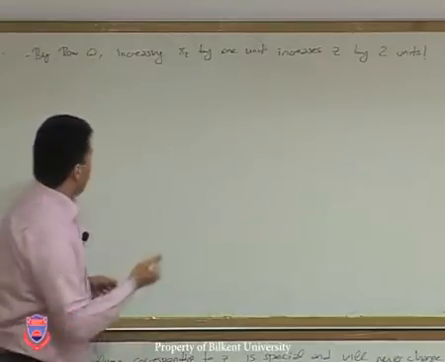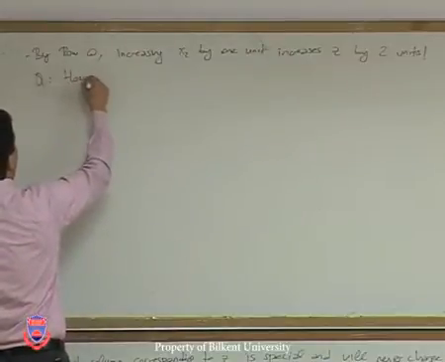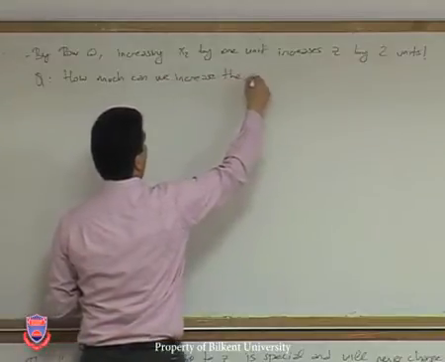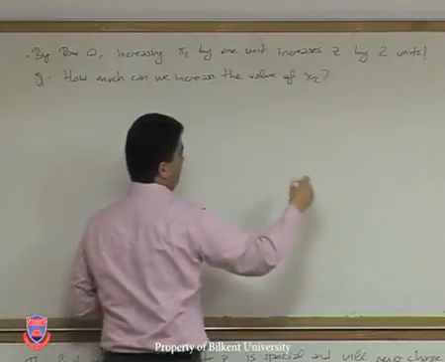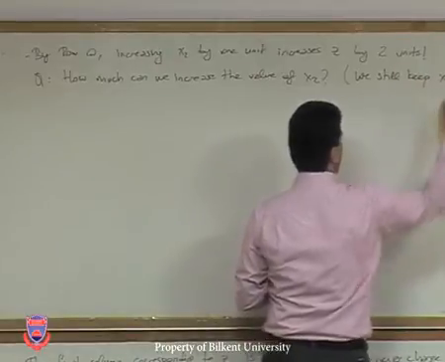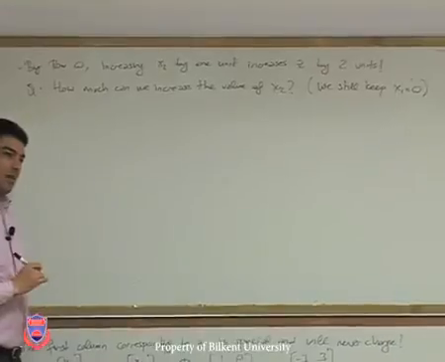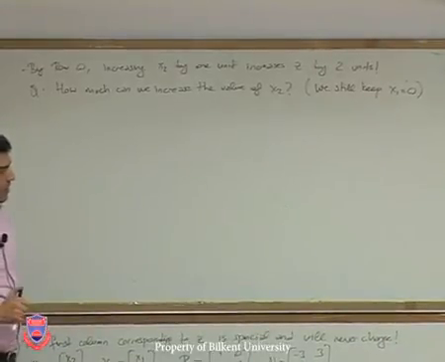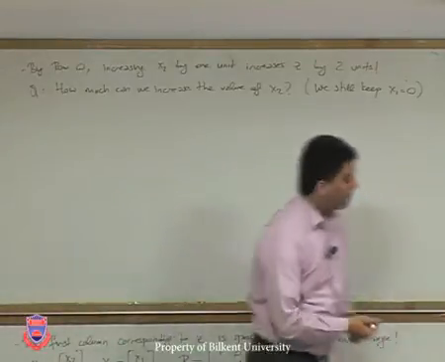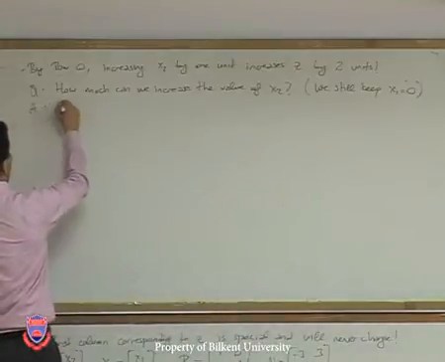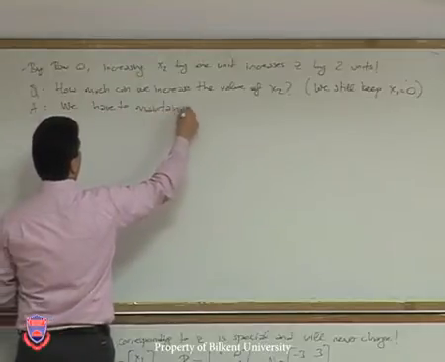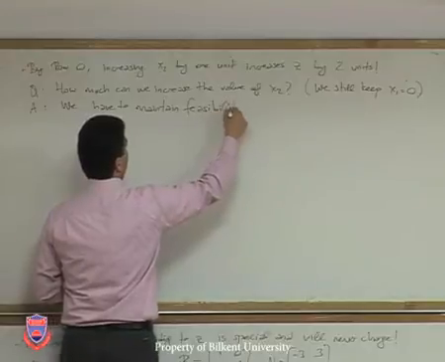So if I increase x2 by 1, then z will increase by 2, right? So the question is the following: how much can we increase the value of x2? And remember, we still keep x1 equal to 0, because increasing x1 does not help us. So I will keep x1 equal to 0 and try to increase the value of x2. Now the question is, how much can I increase that? The answer essentially is that we have to maintain feasibility. I'm going to explain what I mean in a minute.